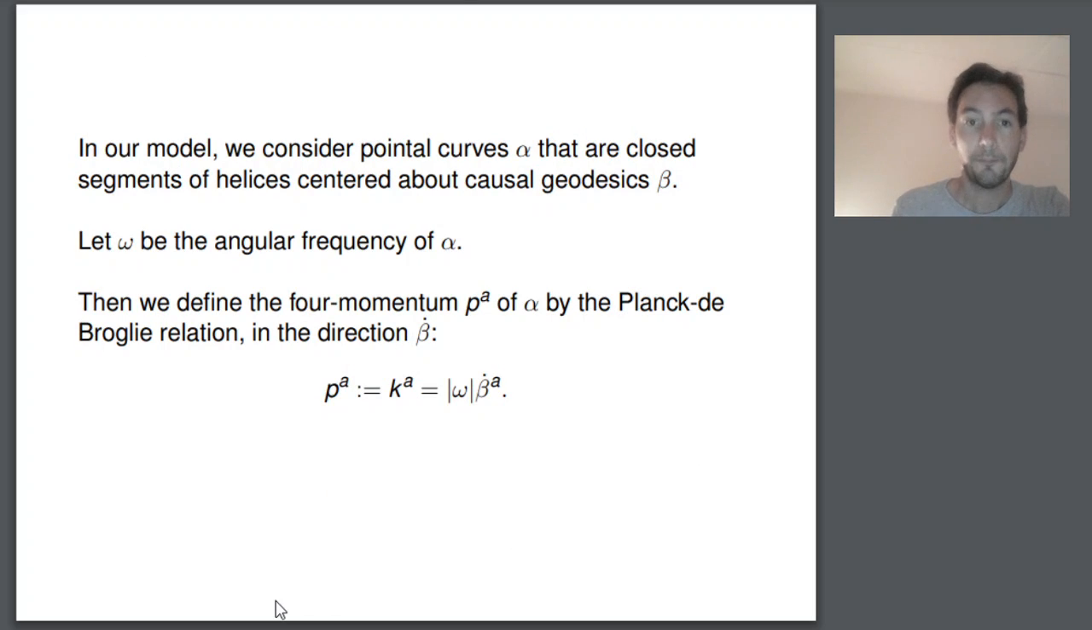In our model, we consider pointal curves alpha that are closed segments of helices centered about causal geodesics beta. Let omega be the angular frequency of alpha in the inertial frame of beta. Then we define the form momentum of alpha by the Planck-de Broglie relation in the direction of beta, shown here.